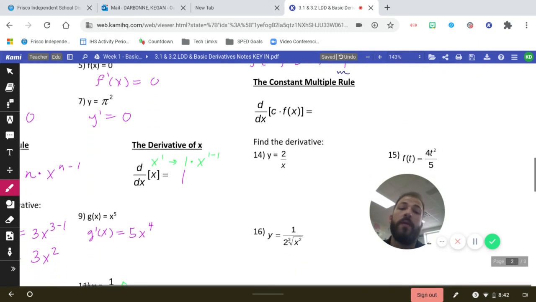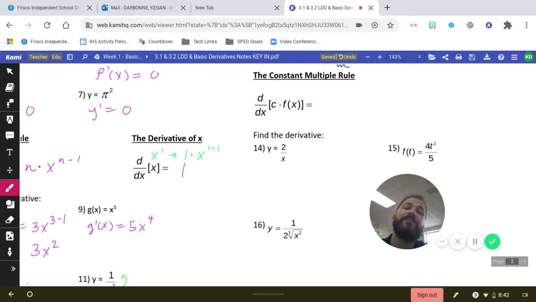Okay. The next rule we have is the constant multiple rule. And y'all, as always, feel free to pause this as you're going if you're getting a little lost or confused or you want to go back. Okay, so the constant multiple rule is the derivative if I have a constant being multiplied by some function of x.